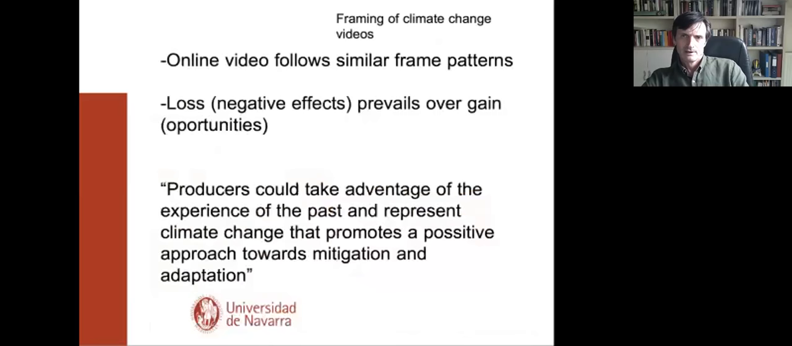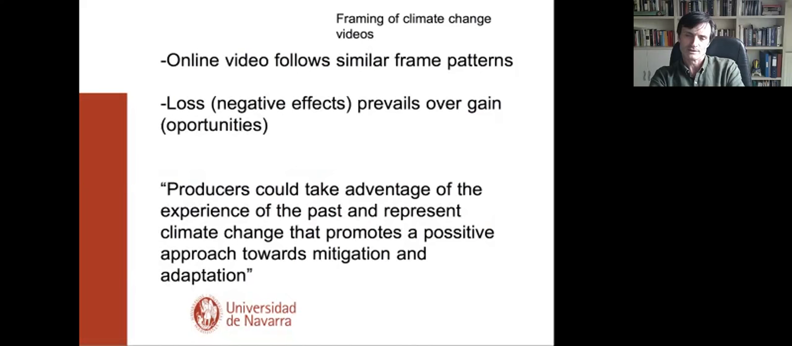And then more about the framing of climate change. We also analyzed the framing, in terms of using mainly the loss frame or the gain frame. The loss frame emphasizes the negative effects of the process, whereas the gain frame emphasizes the benefits of acting to address climate change. So, again, it's quite complicated. There is too much information, but these are some of the headlines.